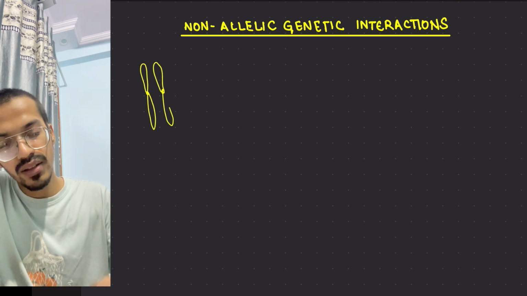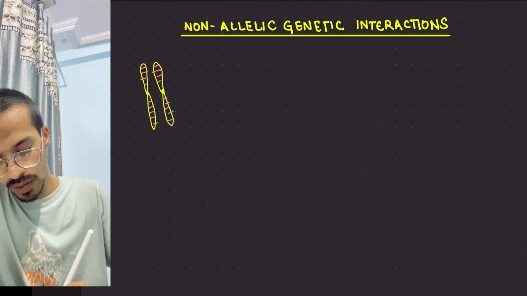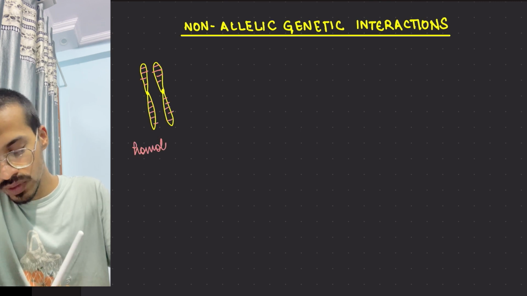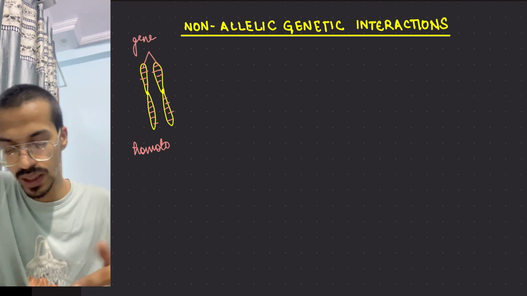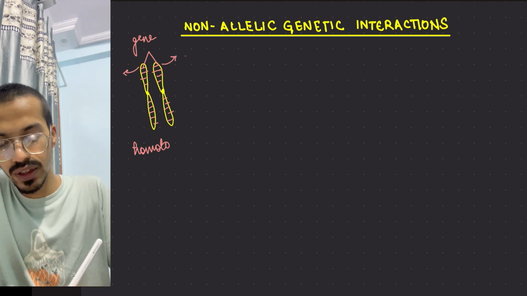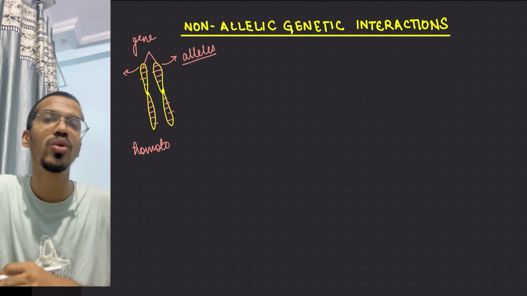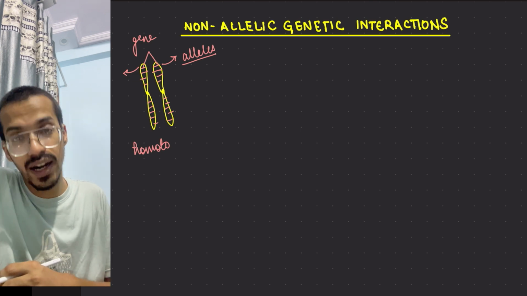Imagine that these are the chromosomes, and on chromosomes there are multiple different genes present, and these are homologous chromosomes. On a homologous chromosome, this is representing a gene, and these are the two different alleles of it. Maybe the alleles could be similar, then the condition would be homozygous. If the alleles are different, contrasting, the condition becomes heterozygous.